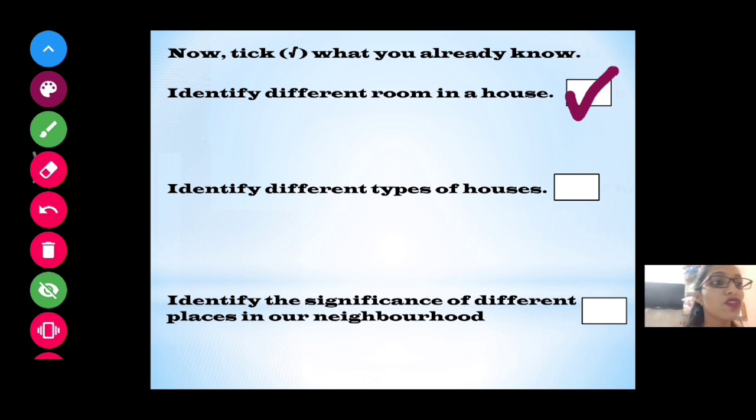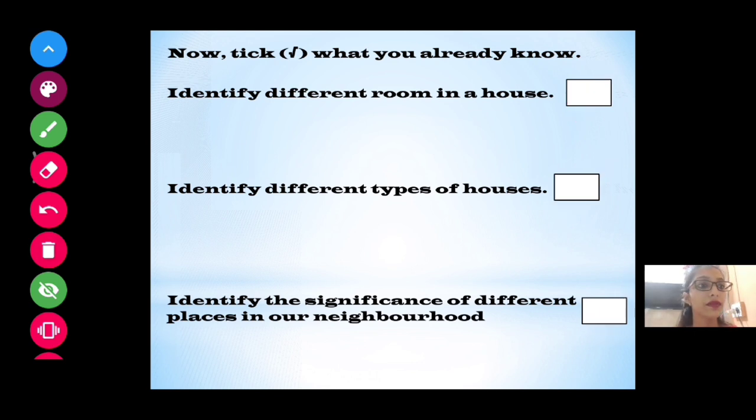Identify different types of houses. How many different types of houses are there? Two different types. One is kacha house and one is pakka house. So this one also you can do, then put a tick mark. Now, identify the significance of different places in our neighborhood. You can identify the different places in your neighborhood. Yes. So that also put a tick mark.